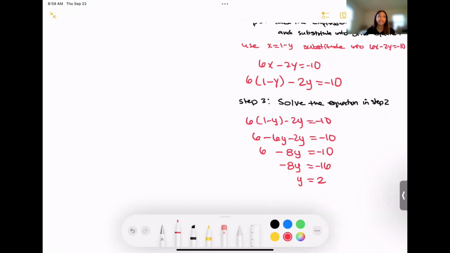Are we done? We've solved for something. Boom. Does that mean we have our final answer? No. Very, very important here. When we're solving systems of equations, our answer is going to be an ordered pair. So we found the y, we still need to find the x. Okay? How can we find the x?